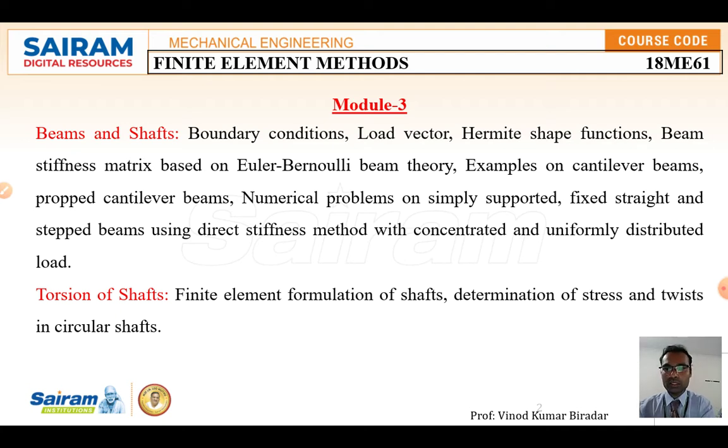Coming to the second part, the torsion of shaft. Here we have to derive the element stiffness matrix for torsion, which is also called the finite element formulation of a shaft, and the determination of stresses and twist in the circular shaft. That means numerical problems on stresses in a twisted circular shaft that we need to solve.